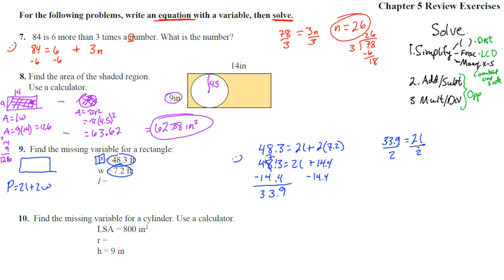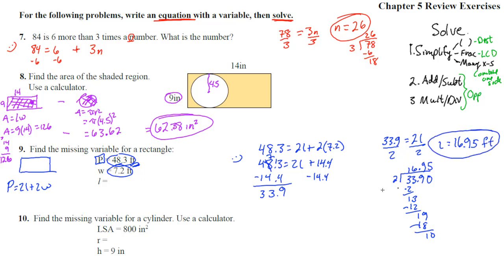Yeah, this is a decimal one, so I'm going to put this over here. L equals 33.9 divided by 2. 2 goes into 3 once. Subtract, we get 1, 13. 2 goes into 13 6 times. That's a 12. Subtract, and we get a 1, 9. So 2 goes into 19 9 times, and that gives us 18. Subtract, and we get a 1. Let's put a 0 here so we get one more. 2 goes into 10 5 times. So L is 16.95. What are we in? Feet. That's how long the rectangle must be.